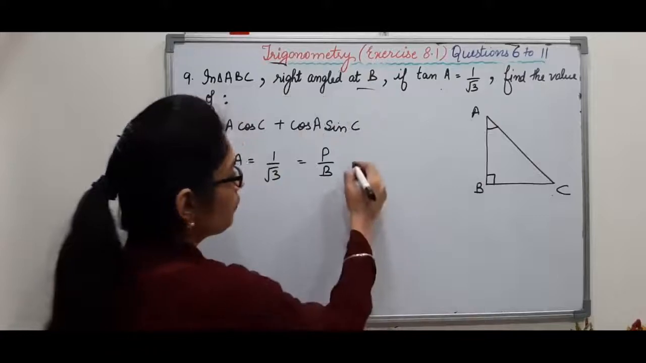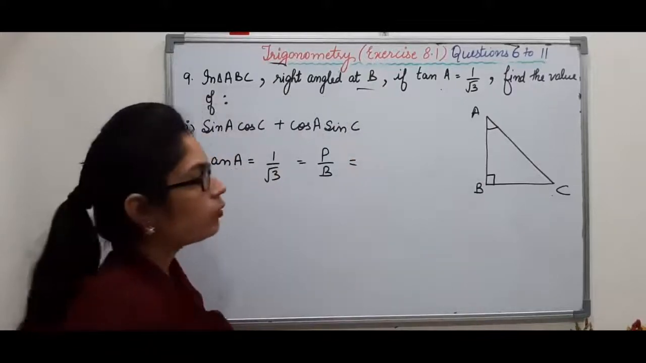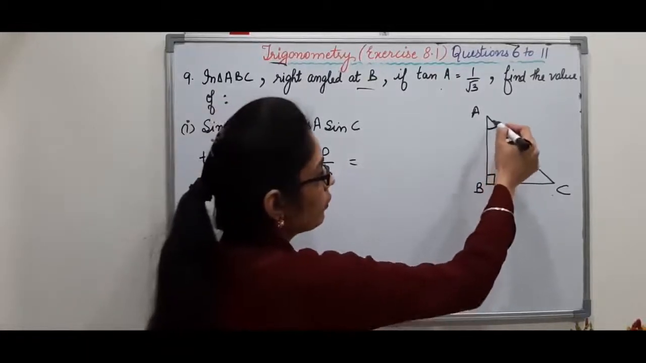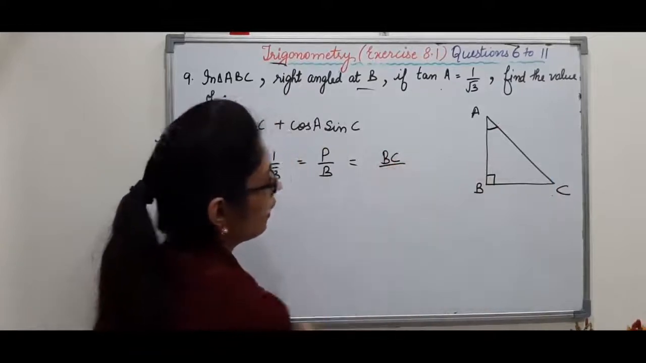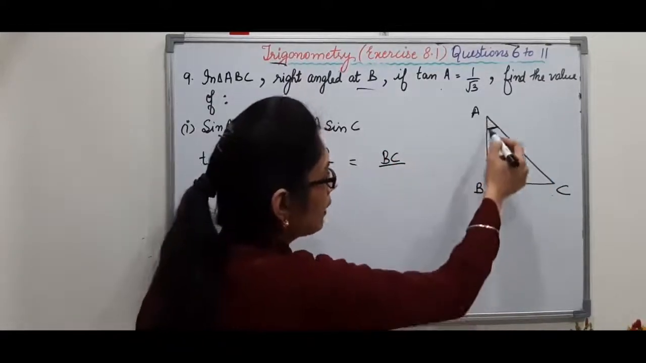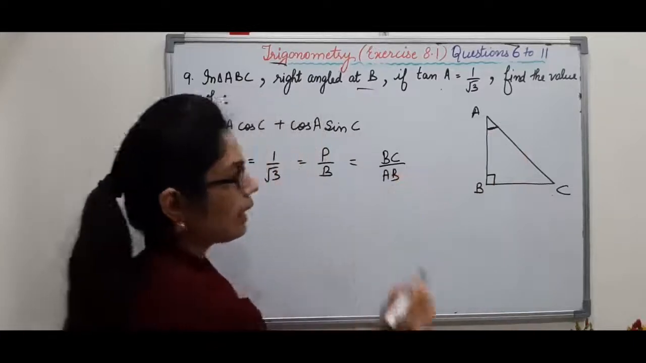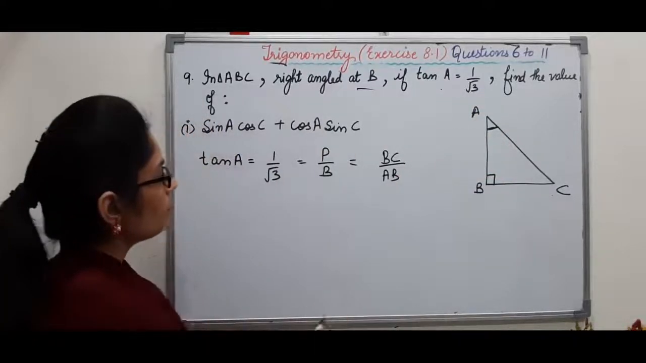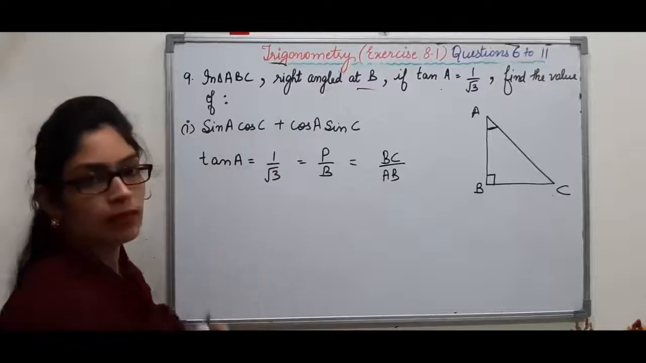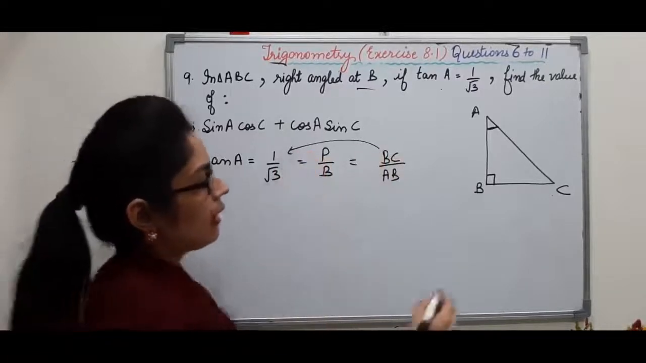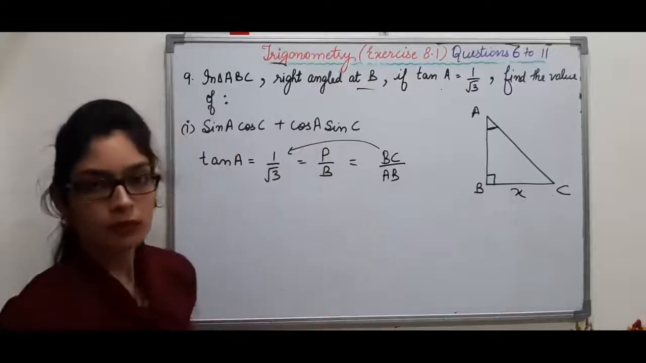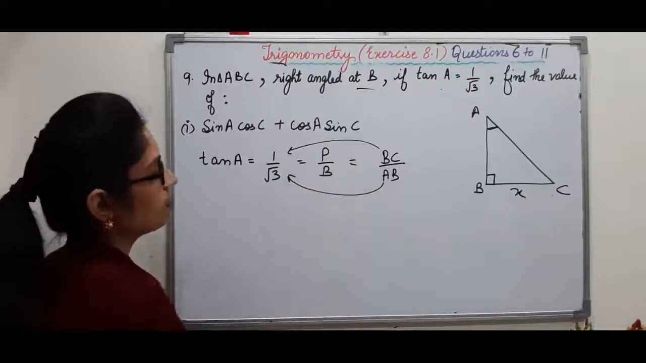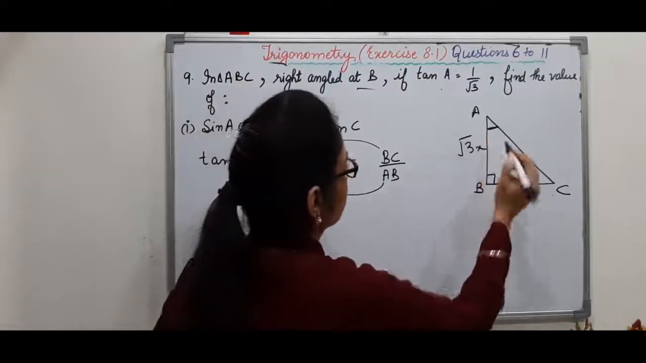So this is angle A. Opposite to angle A is perpendicular and adjacent to angle A is base. So the opposite side of angle A, you can see, is BC, and the adjacent side of angle A is AB. Which means AB is base and BC is perpendicular when we are taking angle A. Now in the same way, because the ratio is given to us, we'll assume BC as x, and 1x also you can write, and x also you can write, both mean the same. AB we will assume as root 3 x.